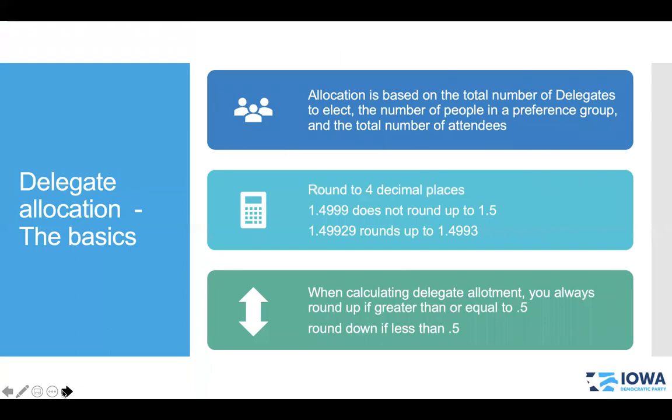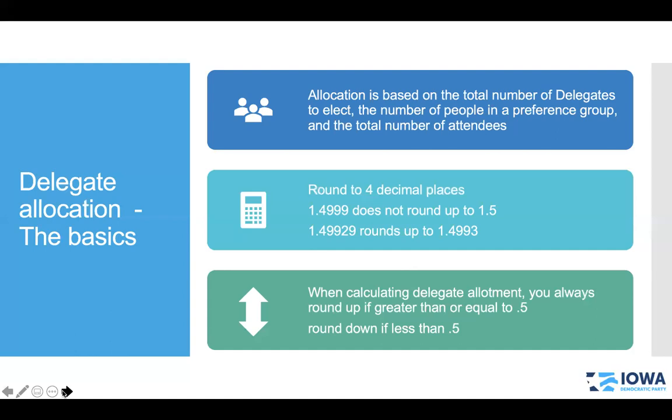So when allocating delegates, it's going to be, as we've talked about before, based on the total number of delegates to elect to the precinct, the number of people in the preference group, and the total number of attendees that showed up at the caucus that night. This year, we are going to be implementing a statewide rule where we are asking you to round out to 4 decimal places. We're doing this because we believe that in past years, there have been some discrepancies or variation on how people chose to round. So we are just setting this standard statewide, and this should help limit any weird scenarios where you're not exactly sure if there's a tie or who's supposed to get an extra delegate. This will allow everyone to clearly see the numbers to make that decision.